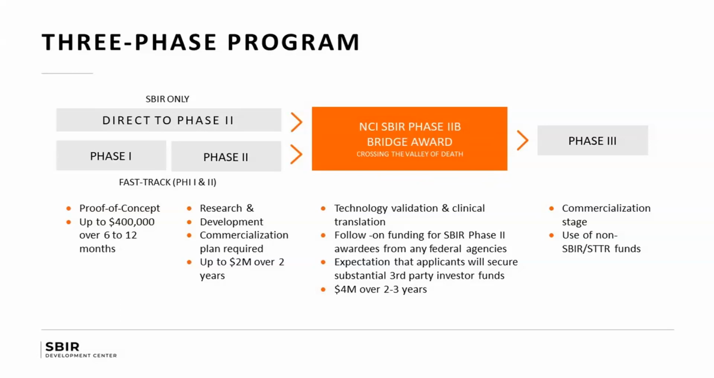And then if you're successful in both phase 1 and phase 2, you can apply for our next stage of funding. We call it our phase 2B Bridge Award program. Typically, for bridge awards, we're funding projects that include drugs, devices, and other technology areas across the cancer spectrum. We provide up to $4 million to continue developing the technology. Our goal here is to fund the technology to a clear inflection point where private investors would be able to step in and help provide the funding to move that technology towards commercialization.